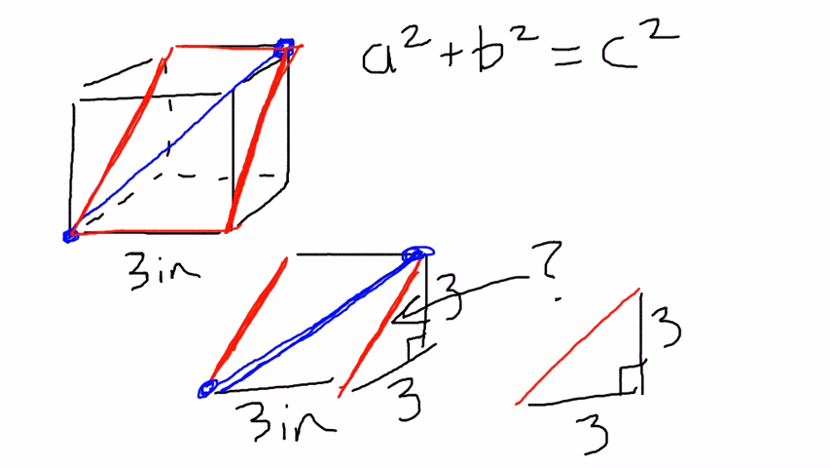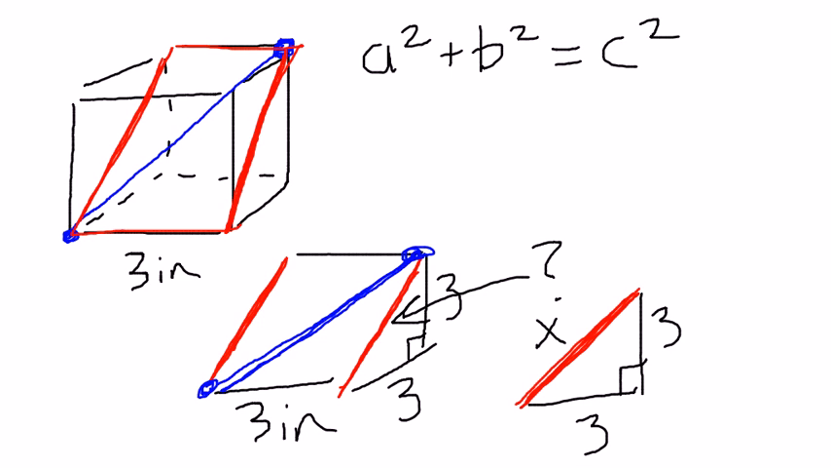And we can use the Pythagorean theorem to find this red length here. Maybe we'll call that length X. Very creative name, I know. So we'll call that red length X.